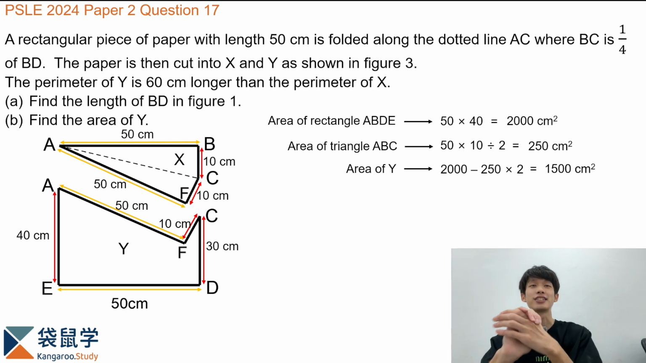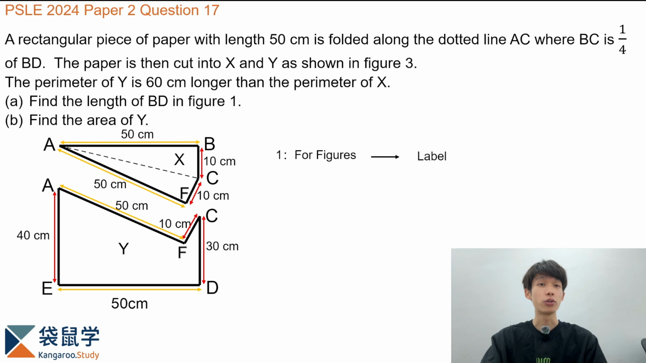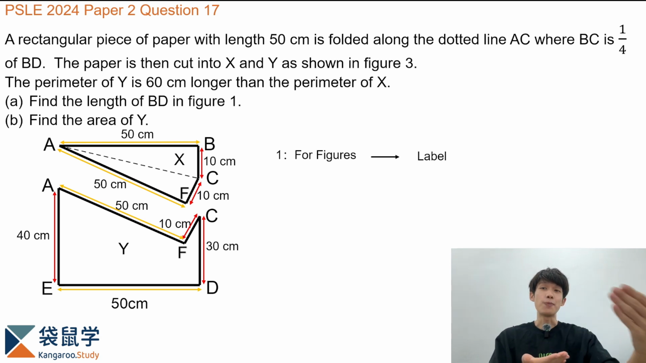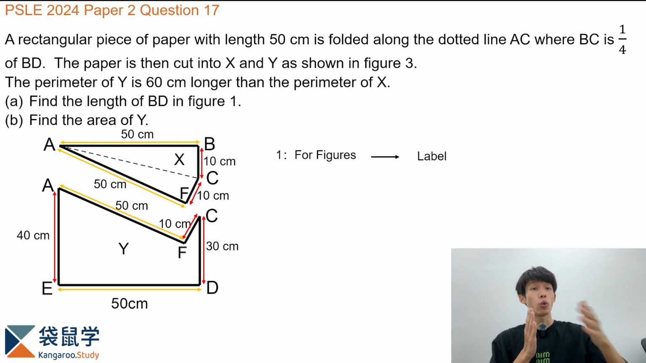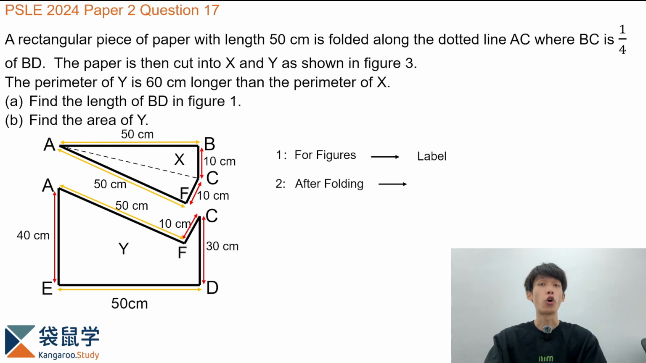Let's do a summary for this question. At the beginning, we were missing some information inside this figure. So first of all, for any figure, we need to label the information. Secondly, the paper is folding. So how about the length? For example, AB after folding became AF. What should be the relationship between the folded lengths? Yes, they are the same. So after folding, the corresponding lengths are equal.